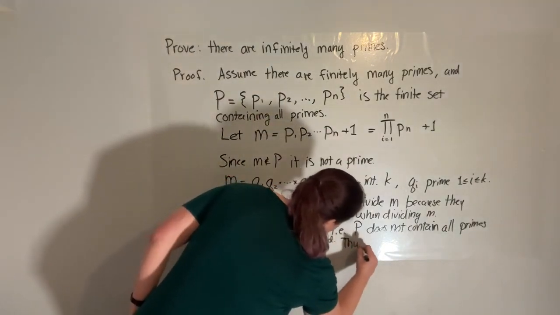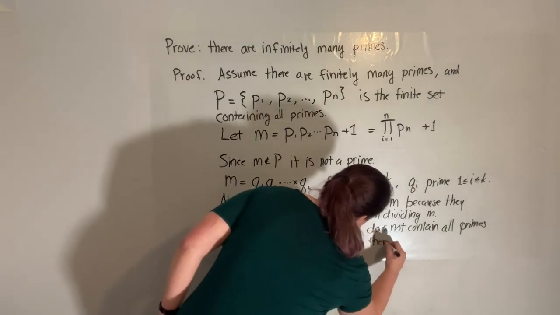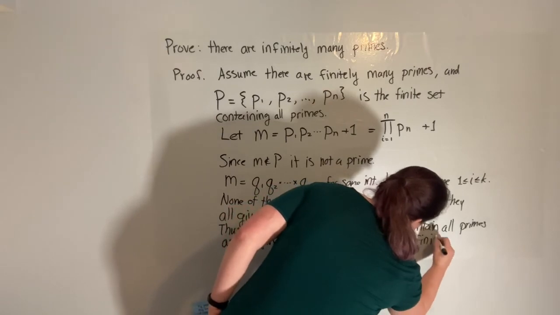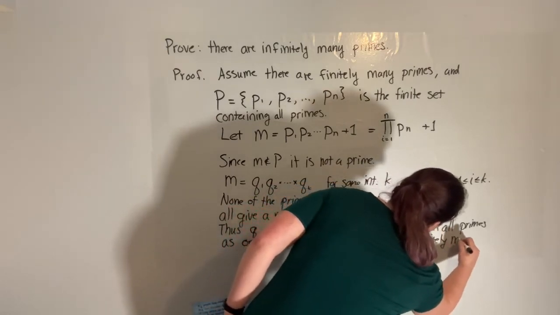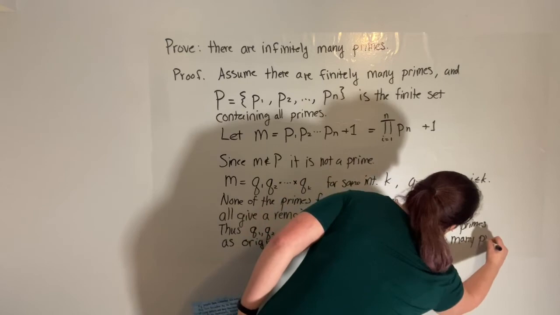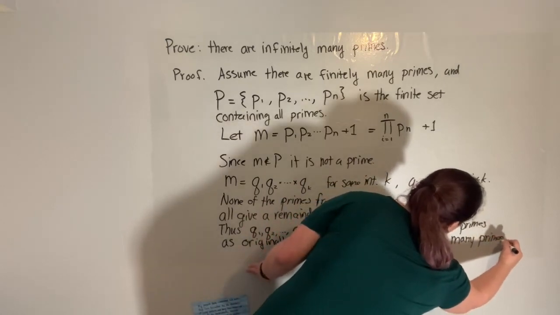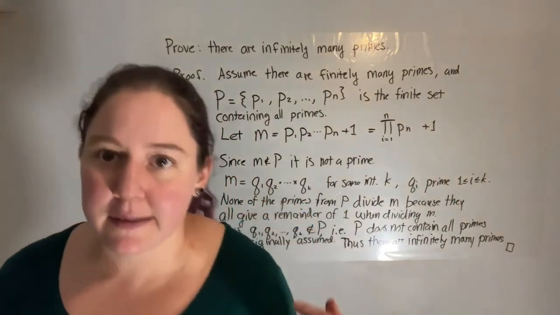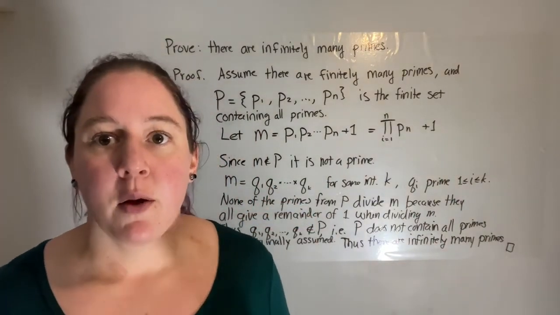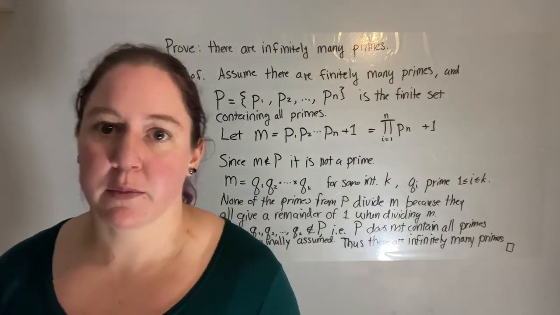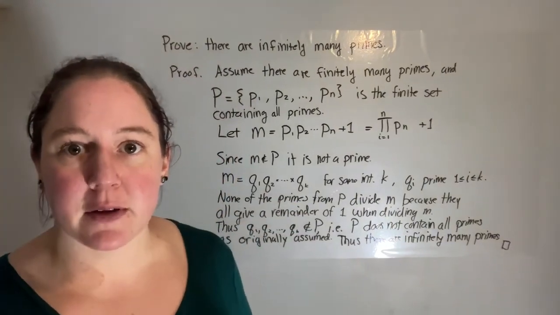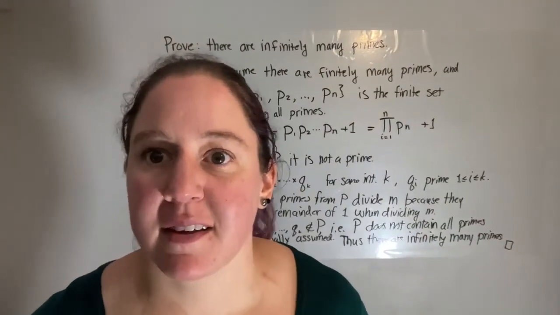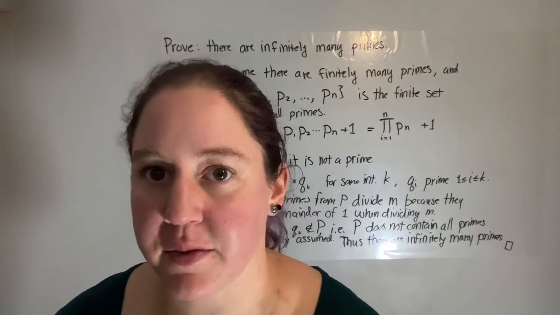Thus, there are infinitely many primes. And I know it might seem a little tedious when I say something and then I write it and slowly say it again. When you write a proof, you have to write out all the words, all the sentences. There's a little bit of glare going on, but it just says, thus, there are infinitely many primes.